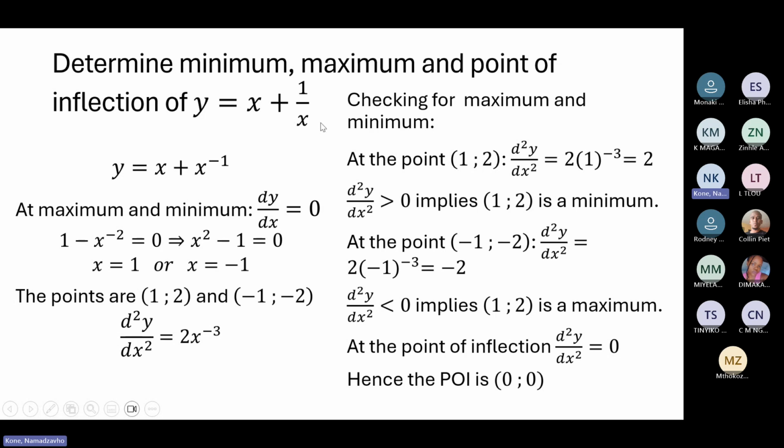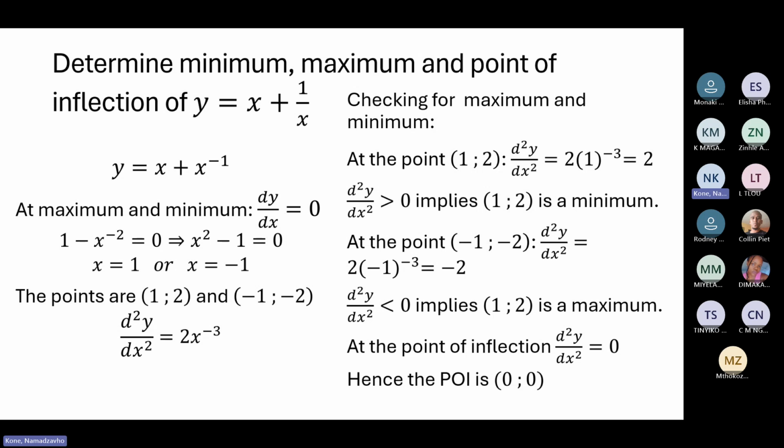But I have tried to check how we have this point 0 is to 0 as the point of inflection. The value of y cannot be found here, because 1 over 0 is undefined. But the truth is that this is the point of inflection. So what I did with this question, I went and drew this graph to see how it looks. It will explain that this point 0 is to 0 is indeed the point of inflection.